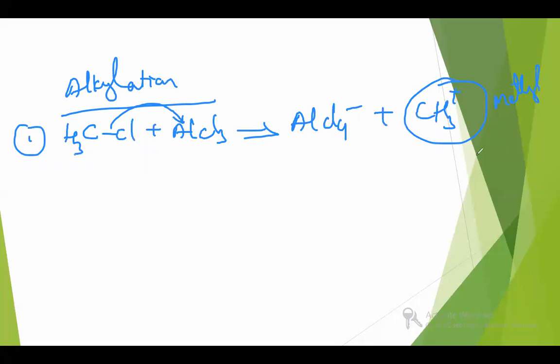Methyl carbocation. So this methyl carbocation is the electrophile now. This electrophile attacks the benzene ring and forms the arenium ion.